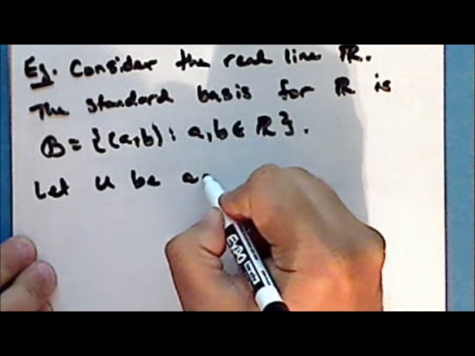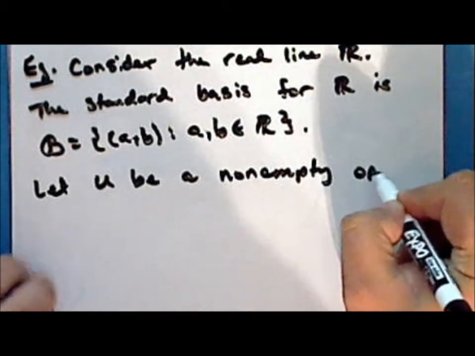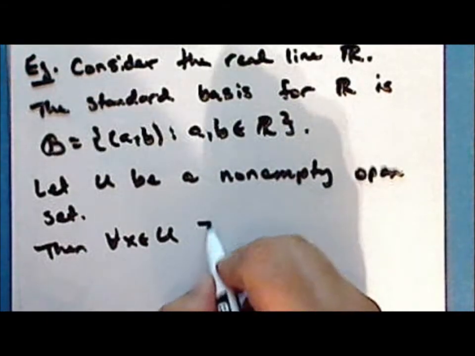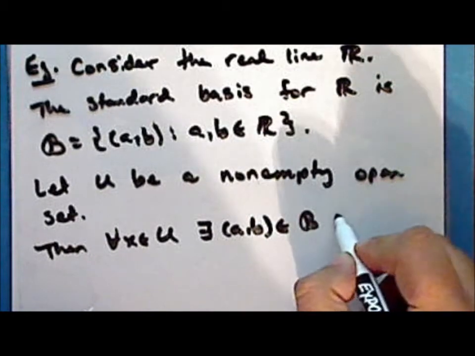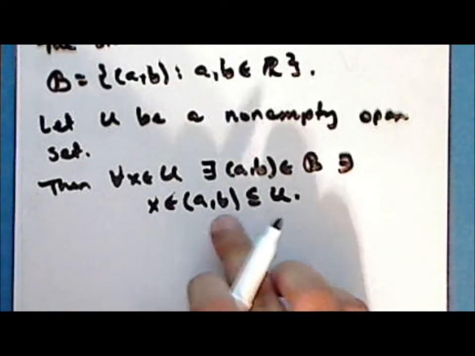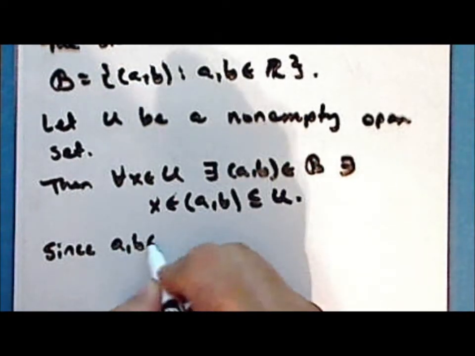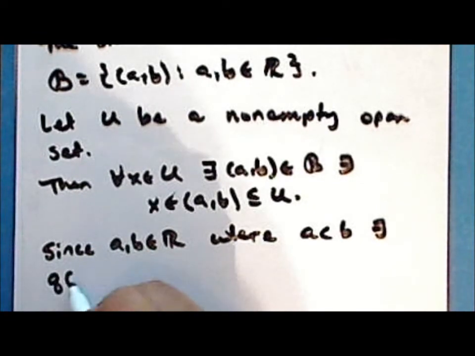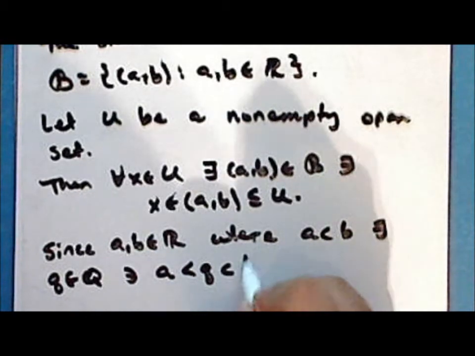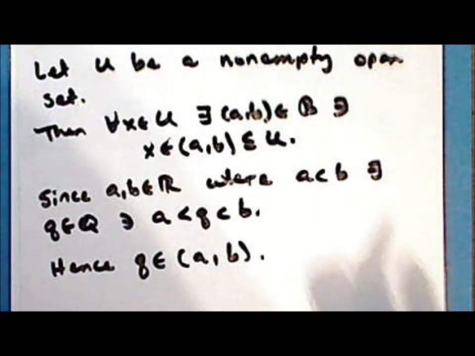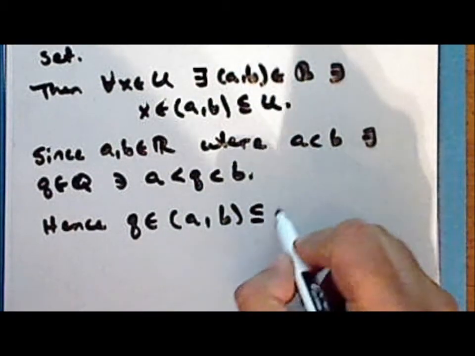Let U be a non-empty open set. Then, for every point in this non-empty open set, there exists a basis element such that the point is in this interval, which is a subset of the set U. So for this open interval from a to b, a is less than b. Since a and b are real numbers, where a is less than b, there exists a rational number q such that a is less than q, which is less than b, and hence the rational number q is in the open interval from a to b, and this interval is a subset of the set U.